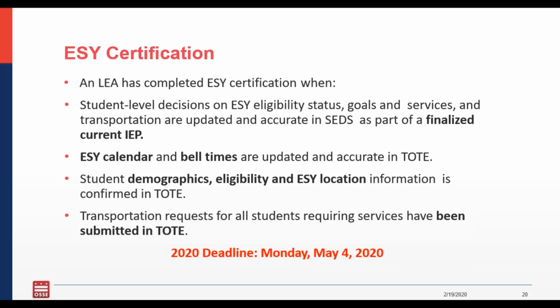So an LEA has completed ESY certification when all student-level decisions on ESY eligibility status, all ESY goals and services, and transportation eligibility and transportation information is updated and accurate and set as part of the finalized current IEP for that student. Sometimes if it's too early in the school year when that student's annual IEP is being reviewed, you may not be able to make an eligibility determination specifically around ESY at that time. And you may know that there's a couple of ESY eligibility determinations that you need to revisit ahead of the May 4th deadline. So now is the time to be scheduling those meetings and taking a look at students who may need services over your breaks.